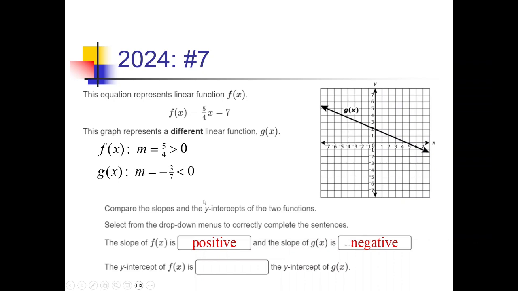Next, they want us to compare the y-intercepts of f of x and g of x to see which one's bigger than the other. So for f of x, we've got this negative 7, that's the b value, that's our y-intercept there. And for g of x, our y-intercept, which we read off the graph, is this 2 that the graph is crossing the y-axis at. So we've got negative 7 versus 2. Now negative 7 is less than 2, so the y-intercept of f of x is less than the y-intercept of g of x.